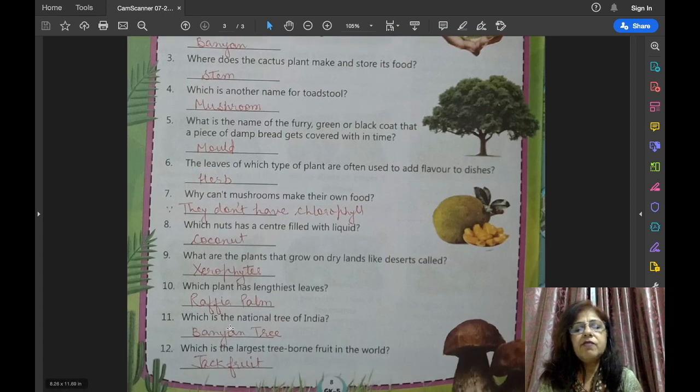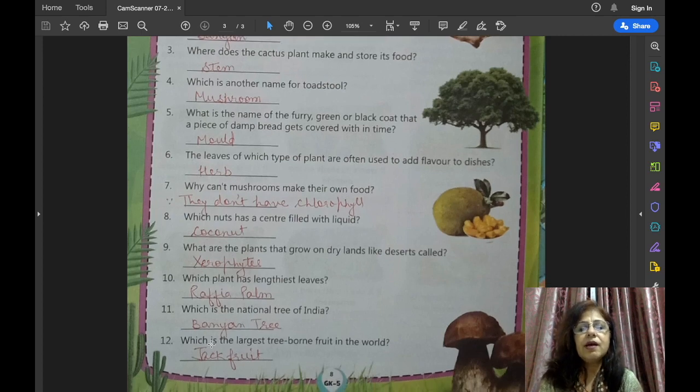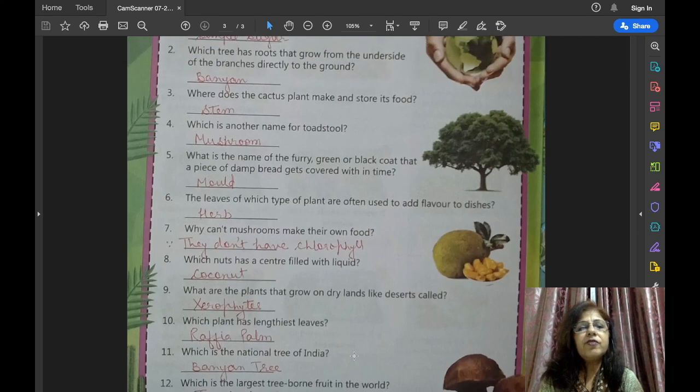Number 11. Which is the national tree of India? The national tree of India is the banyan tree. 12th. Which is the largest tree-borne fruit in the world? The largest tree-borne fruit in the world is jackfruit. So that's the end of this lesson.